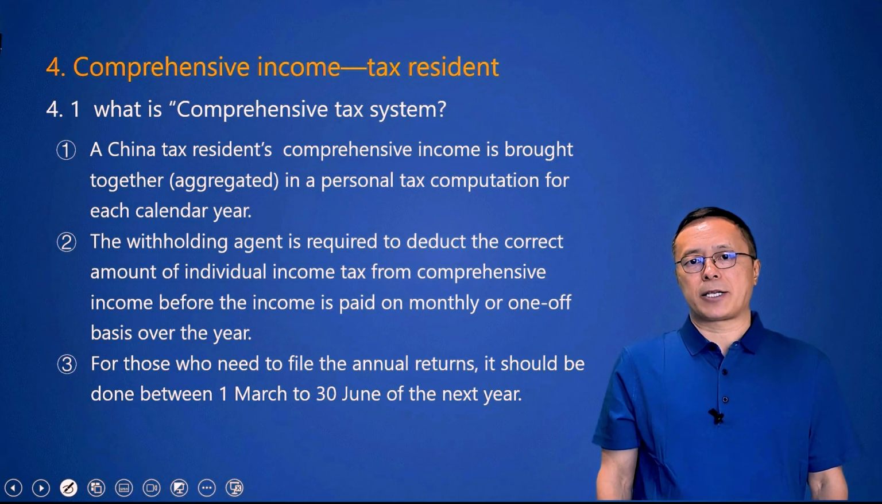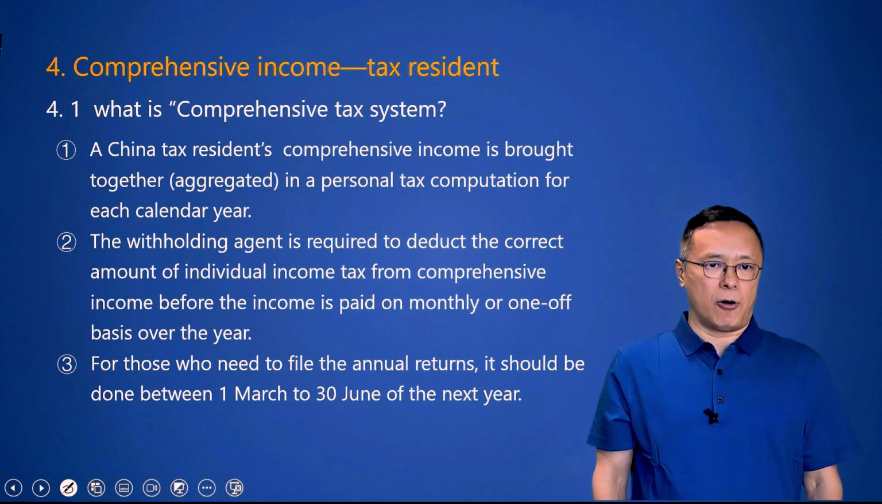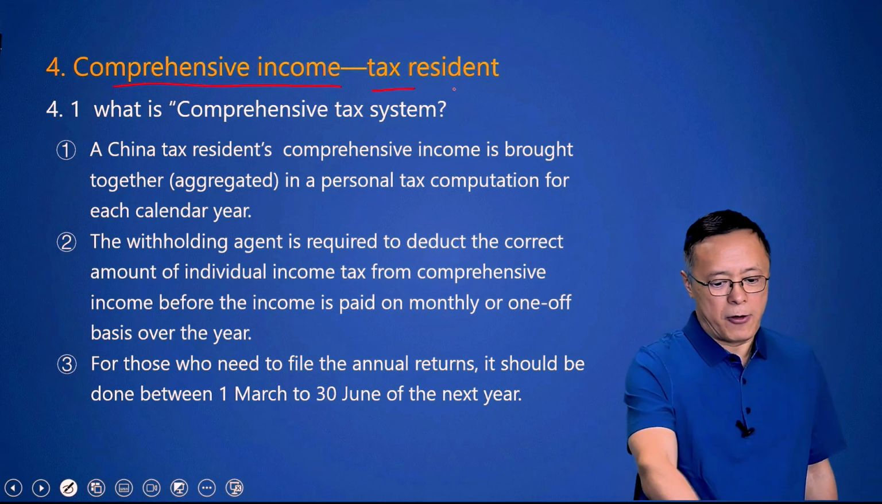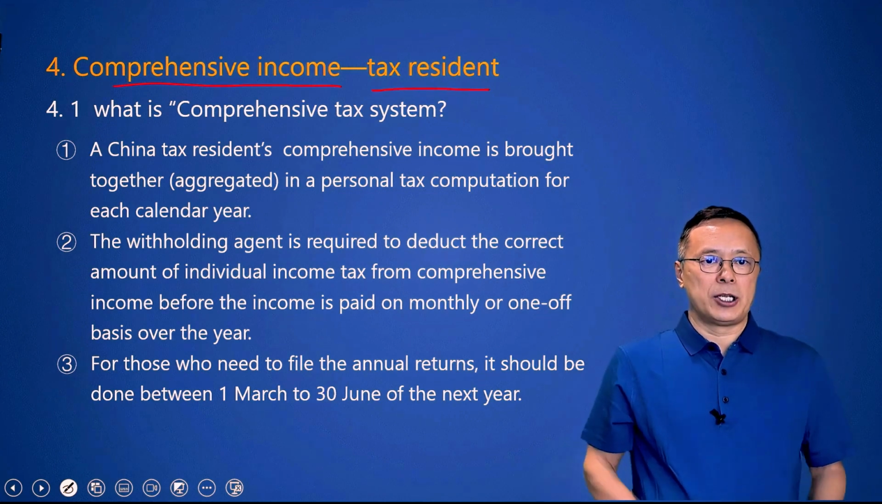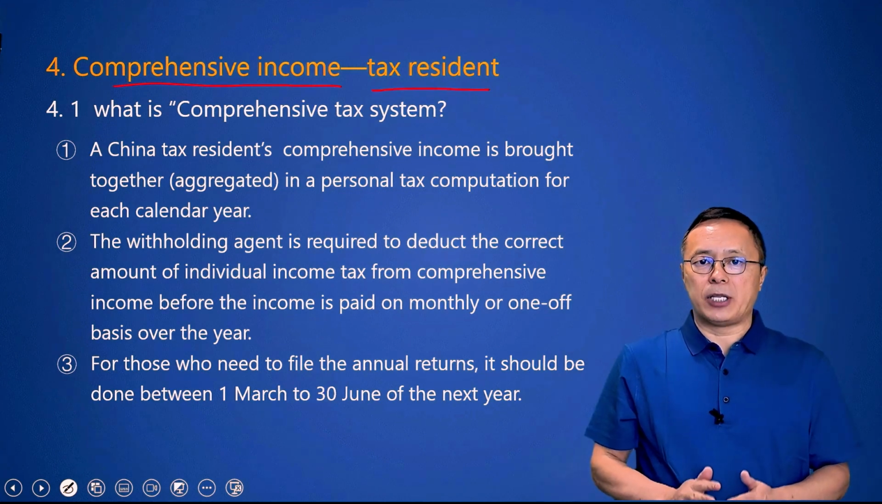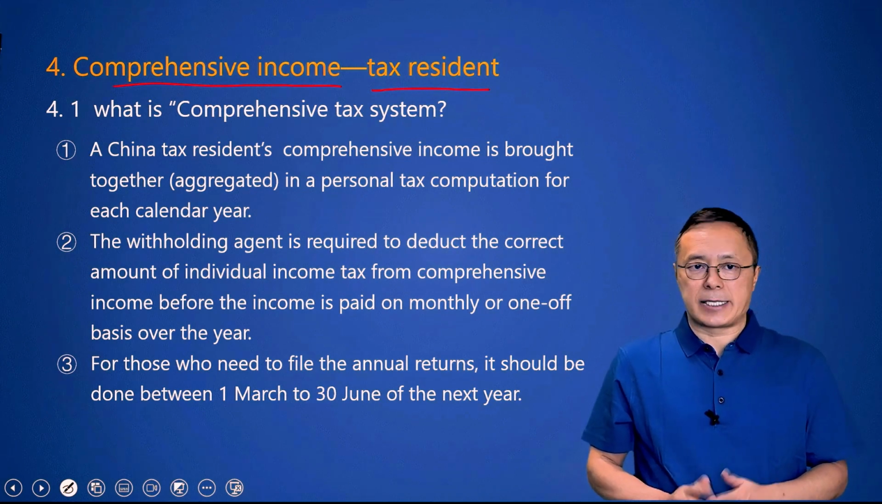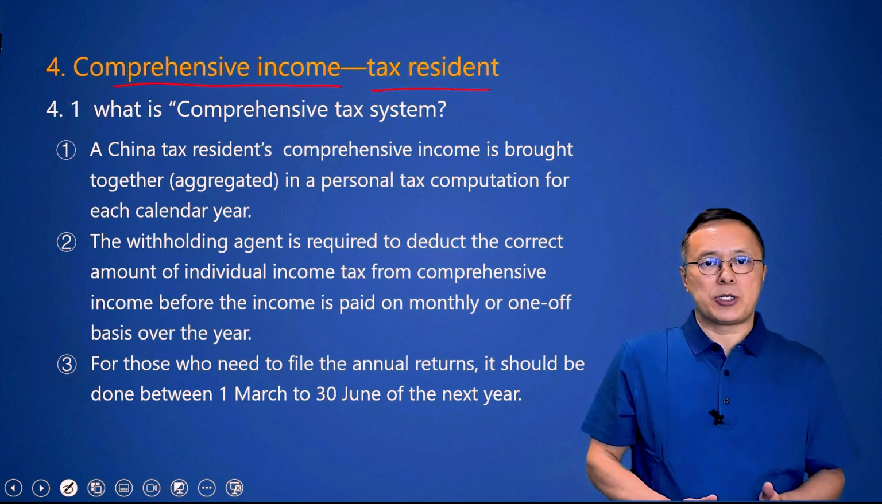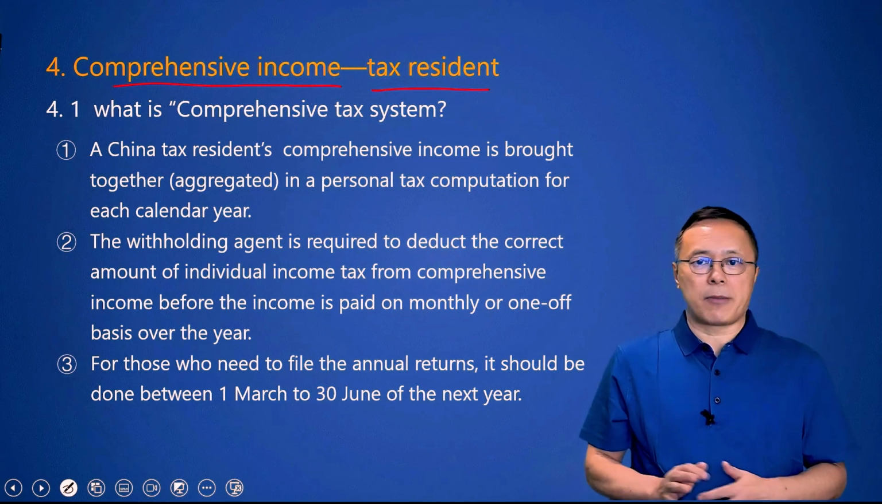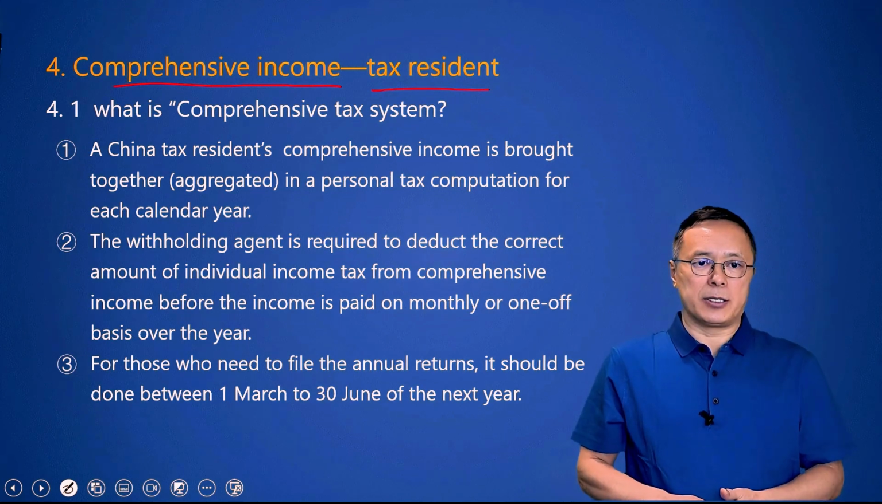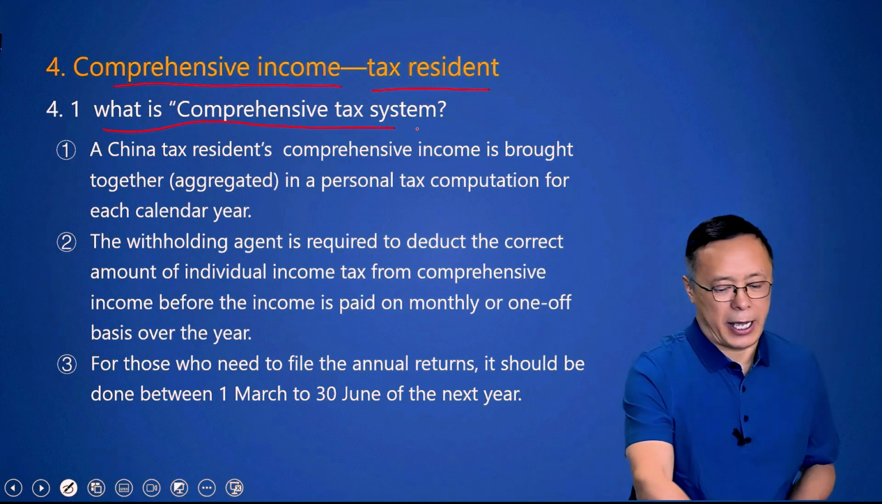Here's the special lecture China Individual Income Tax. And this is Chapter 4, Comprehensive Income for Tax Resident. China has implemented a combination of comprehensive and classified income tax system. Different computation rules apply to different types of income. The first question, what is comprehensive tax system?